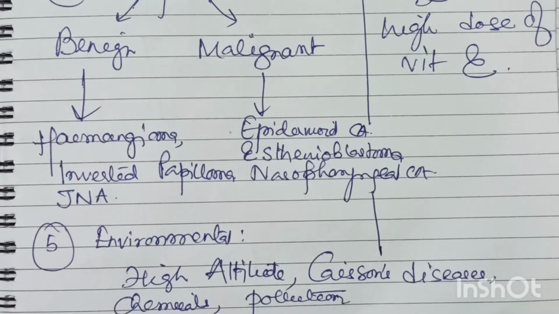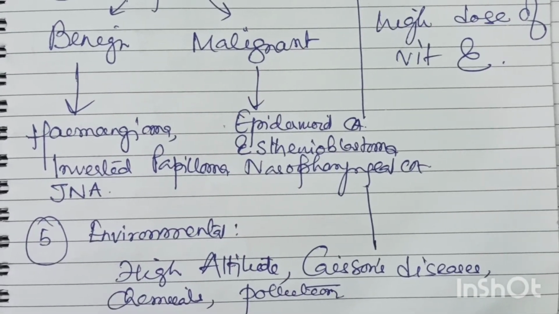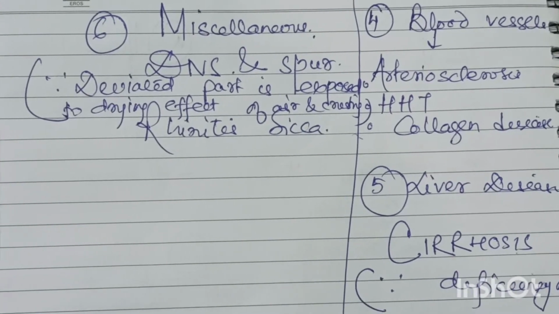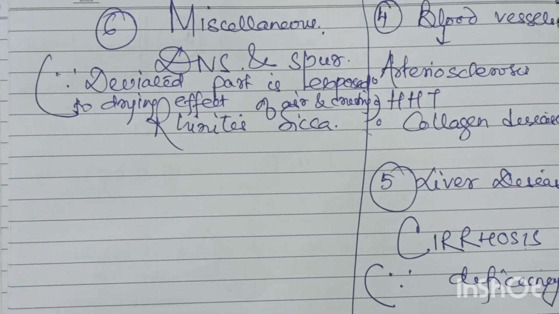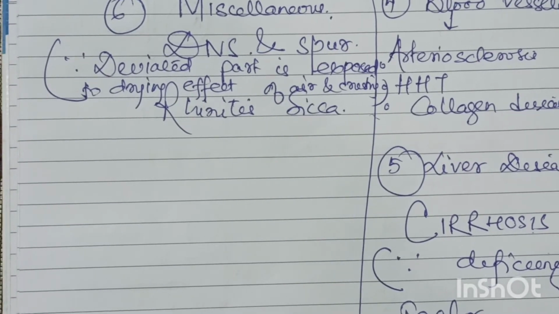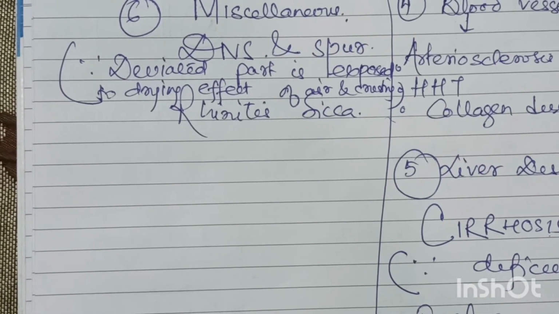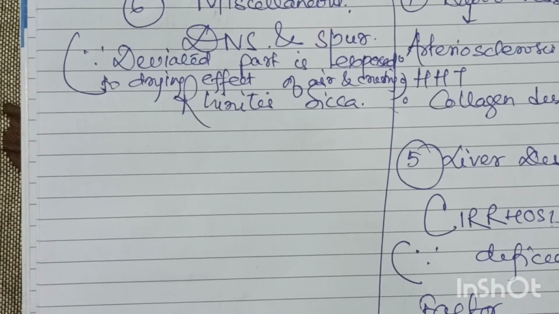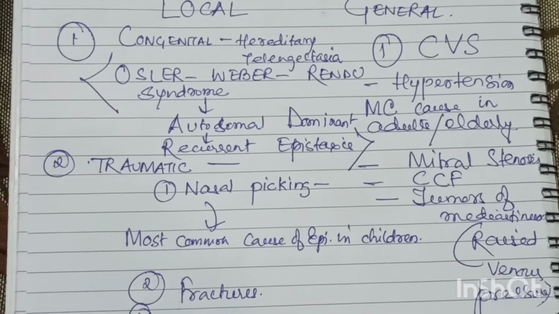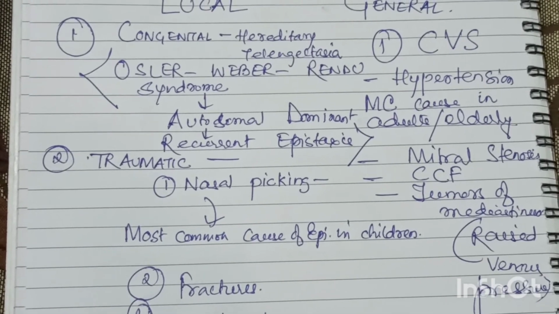Environmental causes can be due to high altitude exposure, Caisson's disease, chemicals and pollution. Miscellaneous causes can be due to deviated nasal septum and nasal spur. Why? Because the deviated part of the nasal septum is exposed to the drying effect of air and crusting, and also rhinitis sicca.